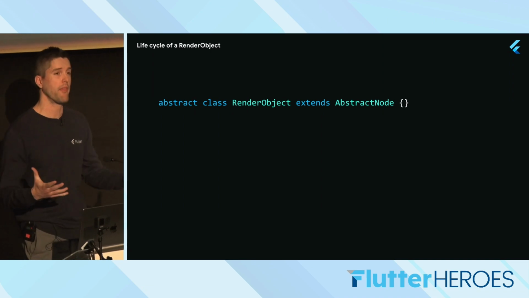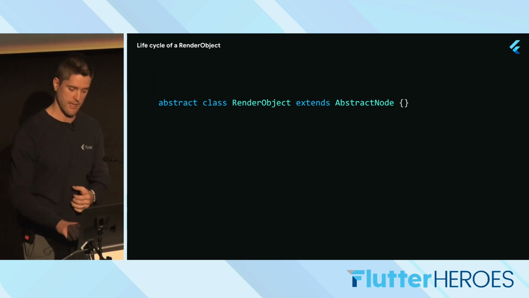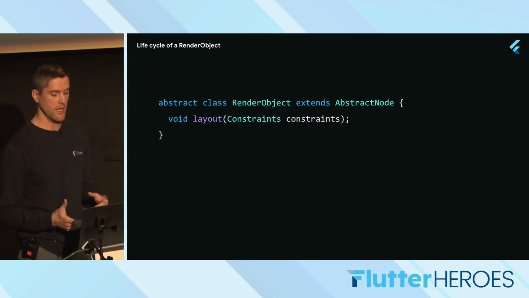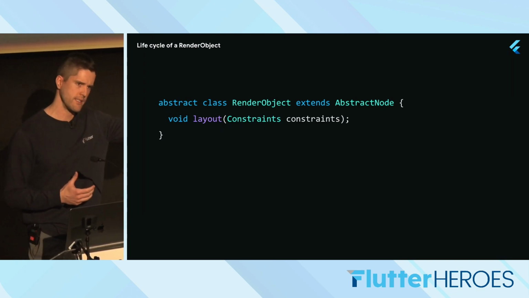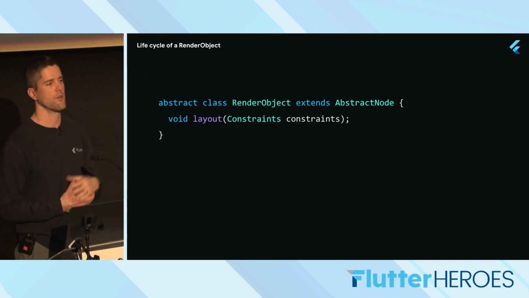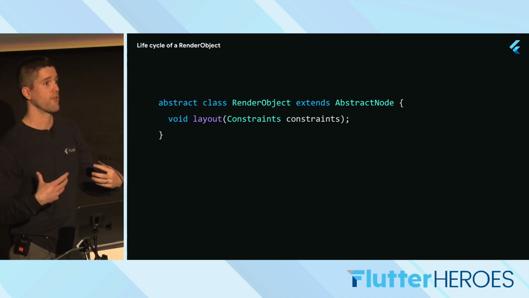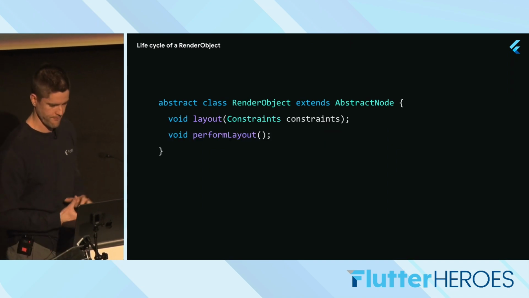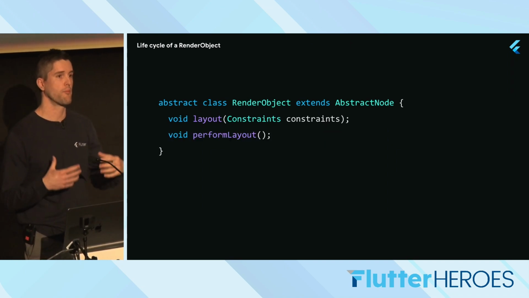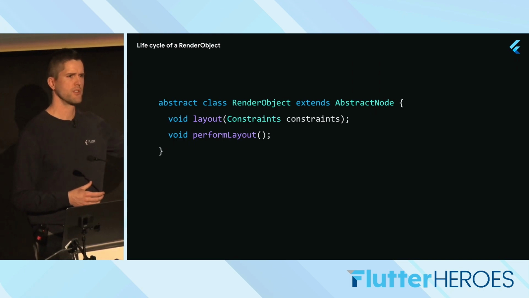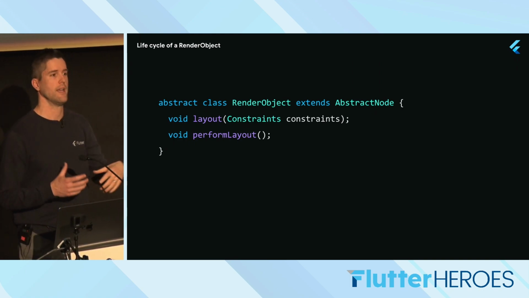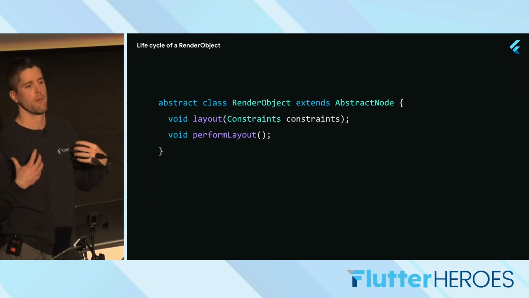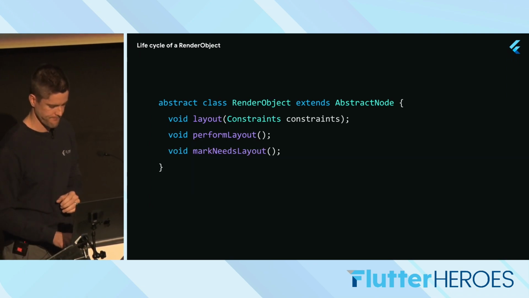Okay, so there's a couple of methods that come together to comprise layout. The first is layout, which is implemented by the framework and called by the pipeline owner, and it recurses down through any ancestor render objects until it reaches us, whatever render object we are. The second method is called perform layout. Now, layout is mostly just bookkeeping, and it doesn't really do any actual layout work itself. It delegates to perform layout, which is the method that we implement.